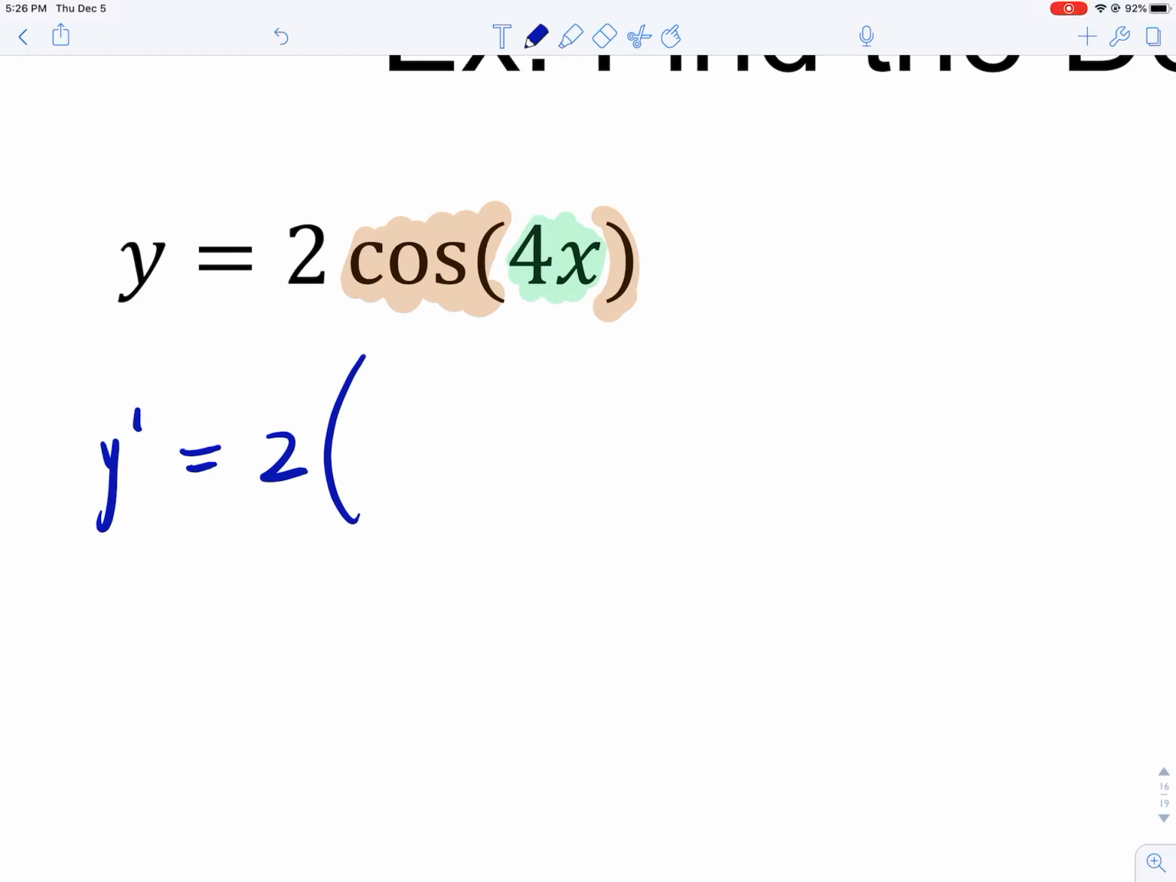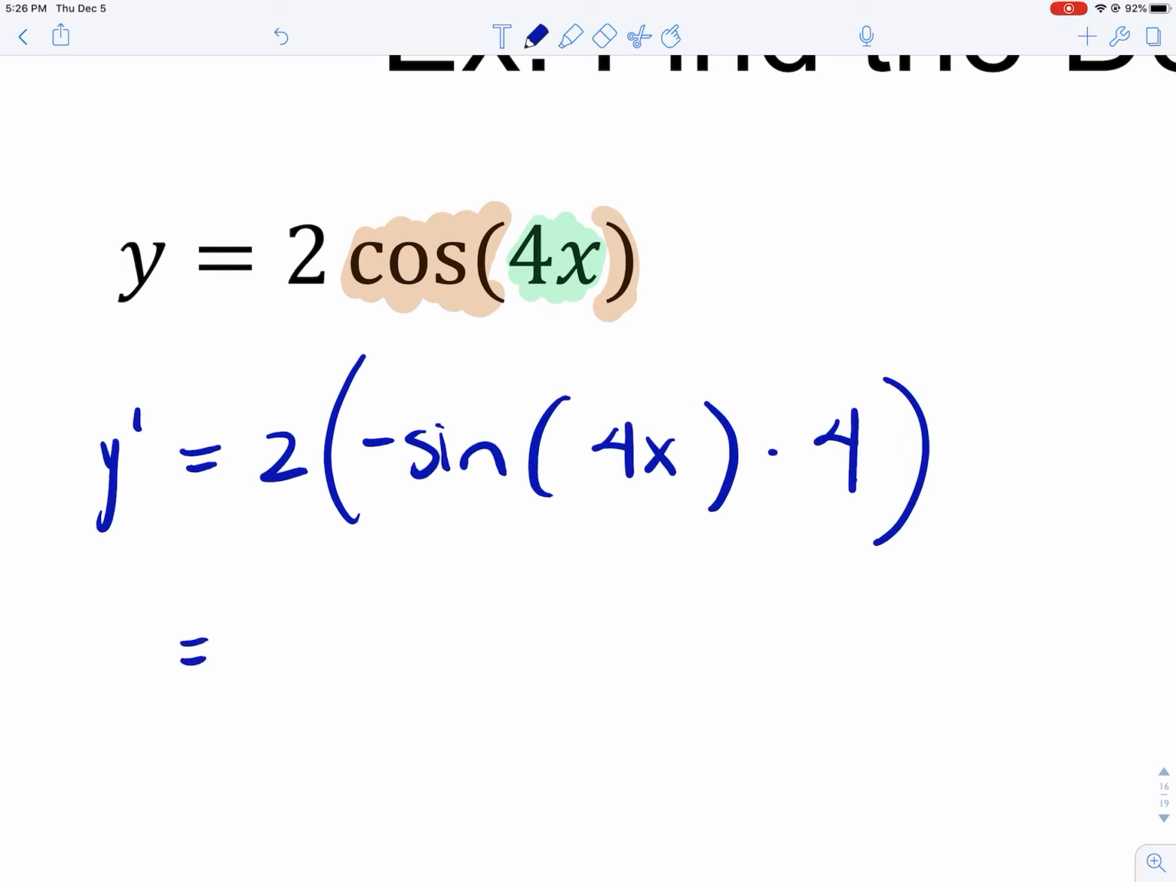Derivative of the outside function, so the derivative of cosine is negative sine. We leave the inside alone, times the derivative of the inside is 4. So this equals negative 8 times sine of 4x. So thinking chain rule.